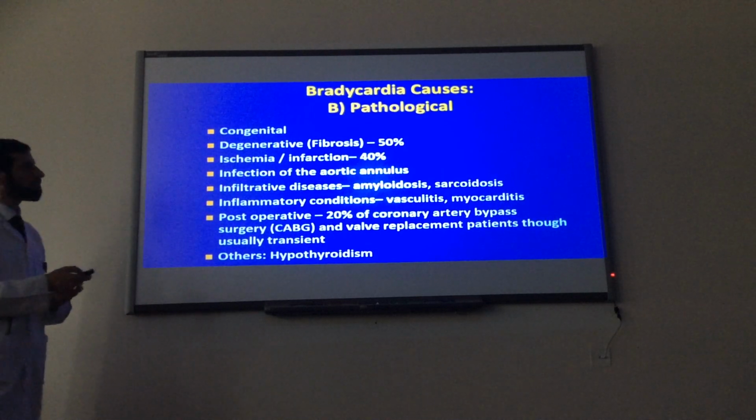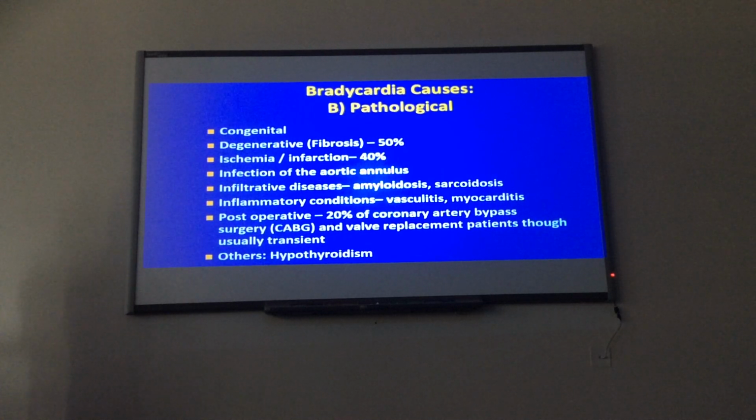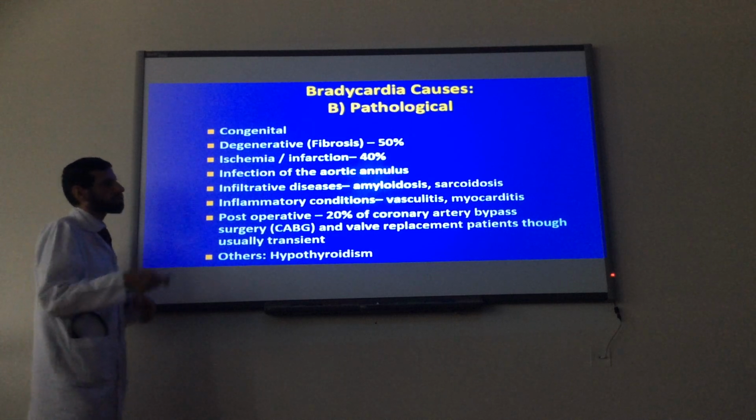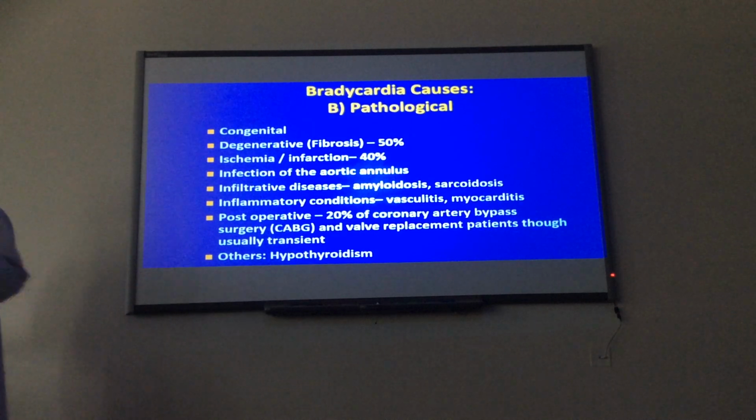Any infiltrative disease of the myocardium, like amyloidosis or sarcoidosis, because the conduction system is embedded within the myocardium. So any disease that infiltrates the myocardium may infiltrate the conduction system at the same time, so it can cause conduction problems. Inflammatory conditions like vasculitis or myocarditis can sometimes involve the myocardium and the conduction system, and can cause bradycardia.